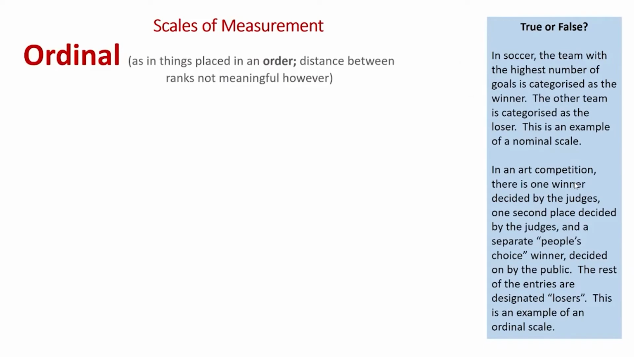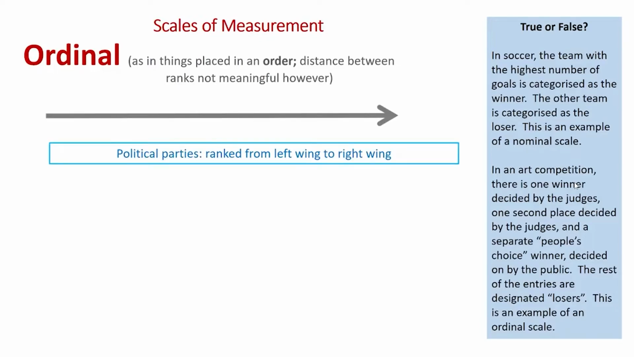Next scale of measurement is ordinal. And ordinal as in this is a situation where things can be placed in some sort of rank order. However, in an ordinal scale, the distance between objects when you rank them isn't necessarily meaningful. So let's look at some examples. Political parties. We can probably take political parties and we can usually rank them from left wing to right wing in a way that most people would probably agree with.